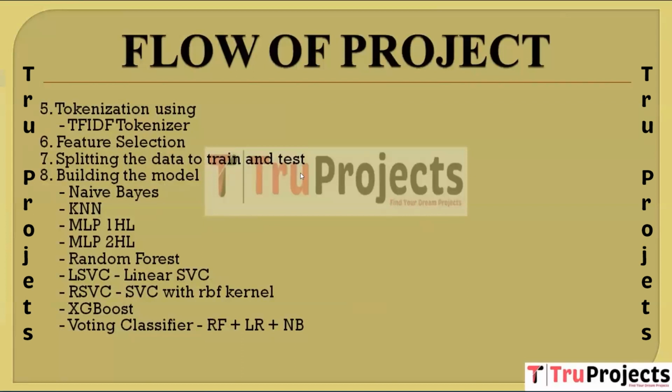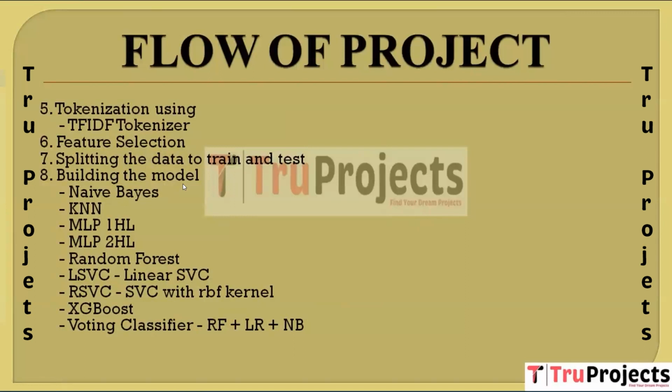Then we have splitting the data into train and test. Splitting the dataset into training and testing sets is crucial for evaluating the model's performance. The training set is used to train the model while the testing set is used to assess how well the model generalizes to new unseen data. Next here we have building the model. In this step, you create and train different machine learning models for text classification.